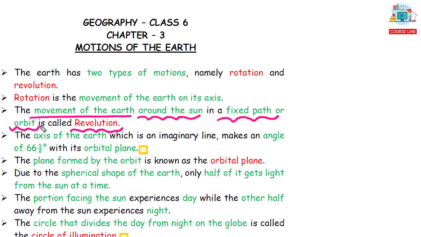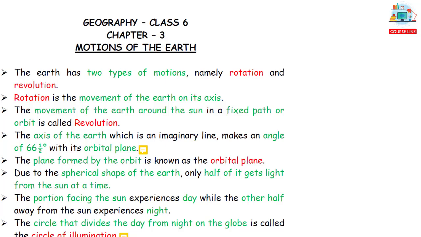Let's understand this. Suppose this is our sun and this is our earth. The earth moves around the sun in its orbit, and this type of motion of the earth around the sun in its fixed path or orbit, we call it revolution. Okay, now you have understood the basic definition of rotation and revolution. Let's move ahead.